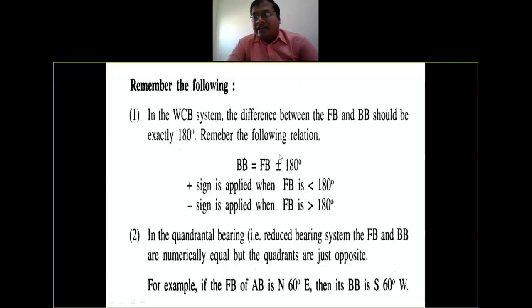And suppose your forebearing is somewhat greater than 180, suppose 200. At that time you have to take the minus sign. So this is all about the WCB system. What about the quadrantal bearing system?